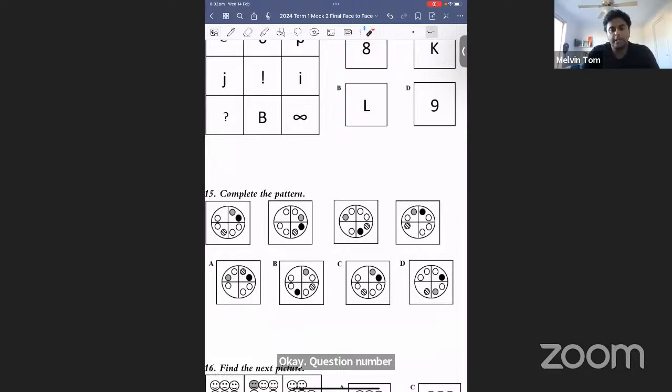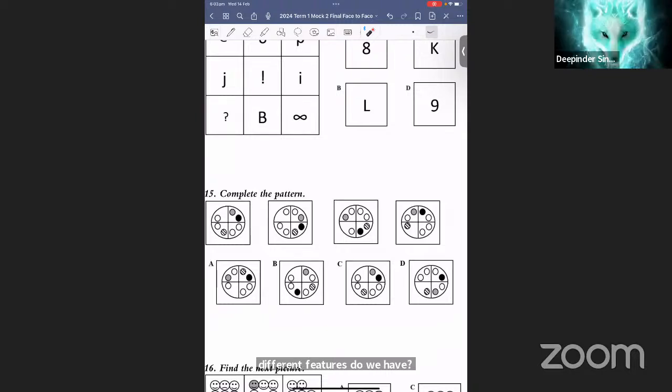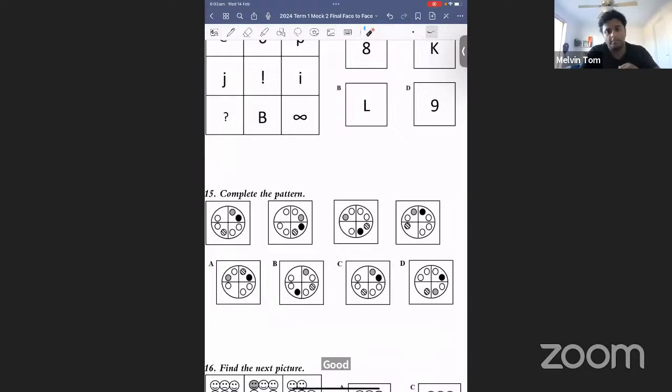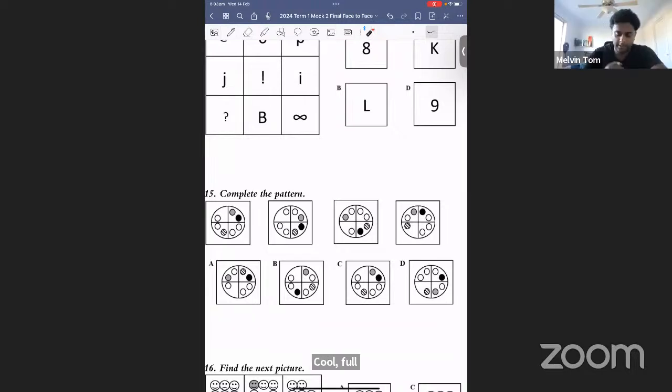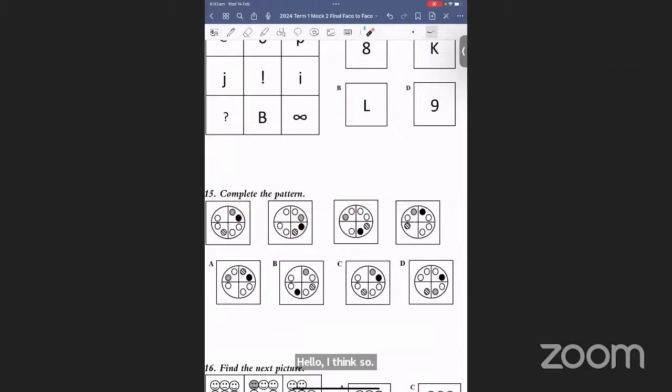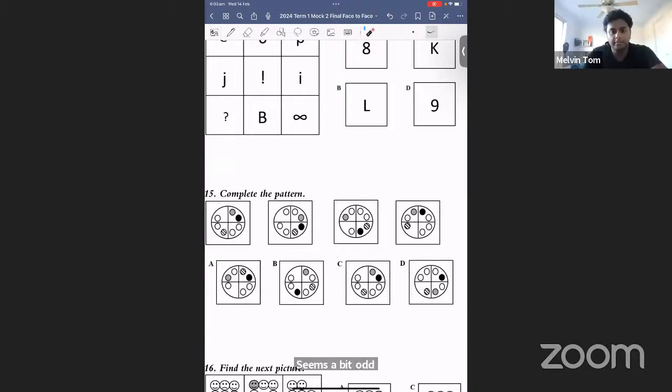So in this question, how many different features do we have? 3. Are you sure? Four. I think it's 4. All right, so let's take a look. Gray is going +1, and then it's going all the way here, and it's going +1. Seems a bit odd. Sorry, can you stay muted? Could you guys stay muted?